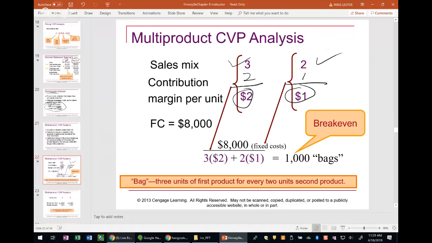So our $2 contribution margin times sales of 3 plus 2 times 1 equals 1,000 bags, break even. All right, you'd have to add 2 times 3 is 6, 7, 8. 8 into 8,000 gives you 1,000 bags.